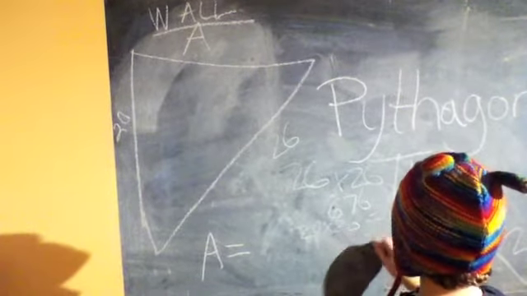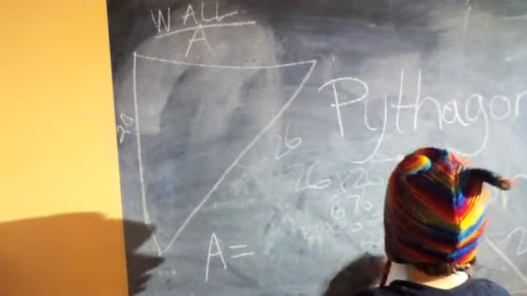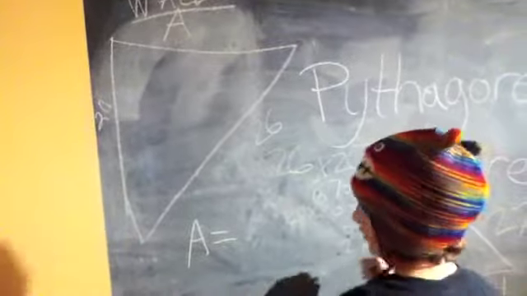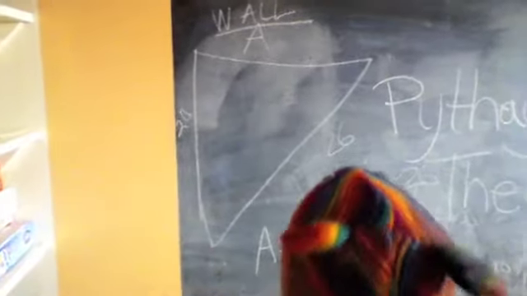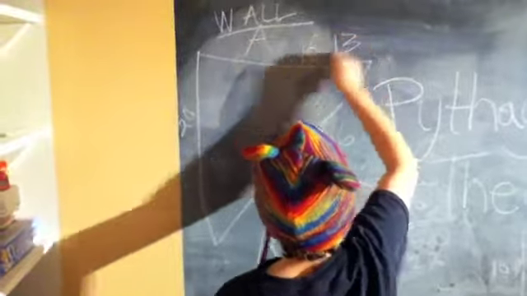676 minus 400 equals 276. Now, let's find the square root. I'm going to use my calculator here. Ding! 16.13.